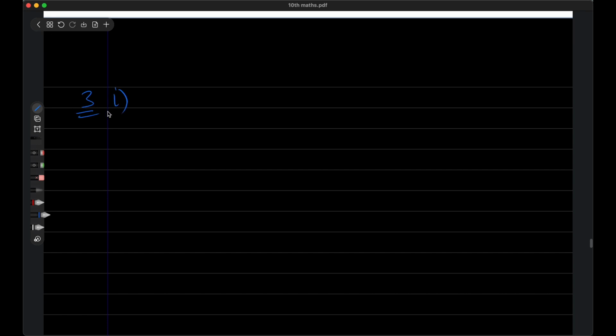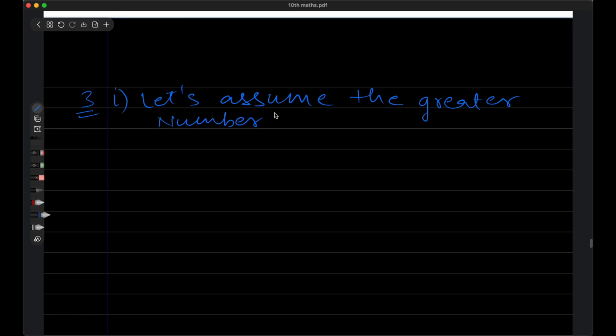Question number 3, part 1. The difference of two numbers is 26 and one number is 3 times the other. We have to find the numbers. So let's assume the greater number is x and smaller number is y.